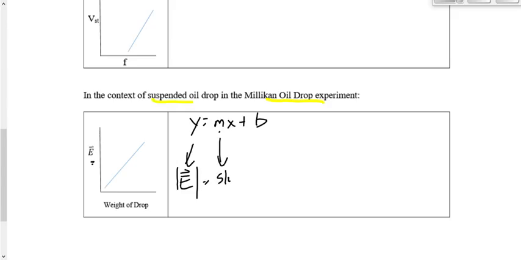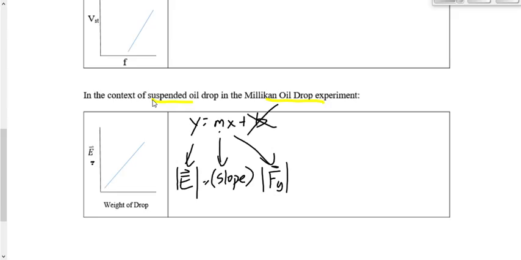Yep, good. The slope. So we're going to say electric field is equal to the slope times... well, this is a little bit trickier. What's X get replaced by? The weight, but what variable do we assign to weight? What is it? mg, or we could say the force of gravity, or you could say m times g. Either one of those would work. And it looks like the y-intercept here is 0, so we can get rid of that, unlike the last question.